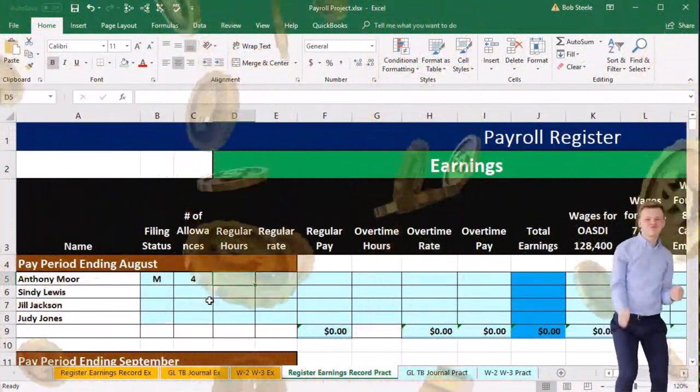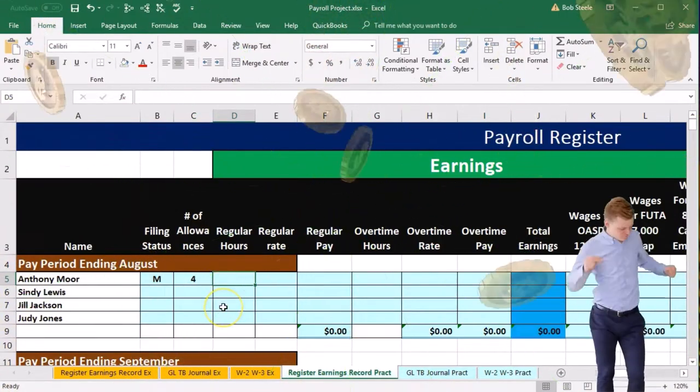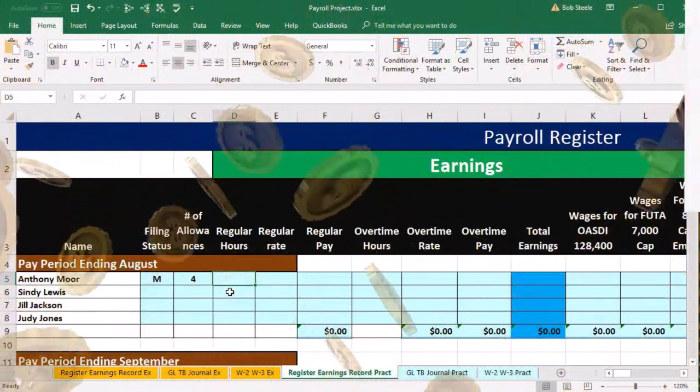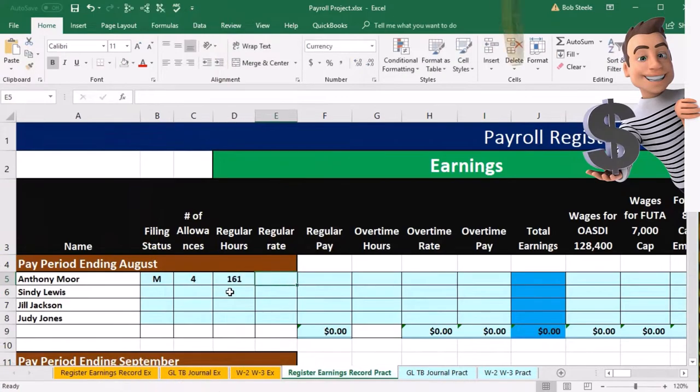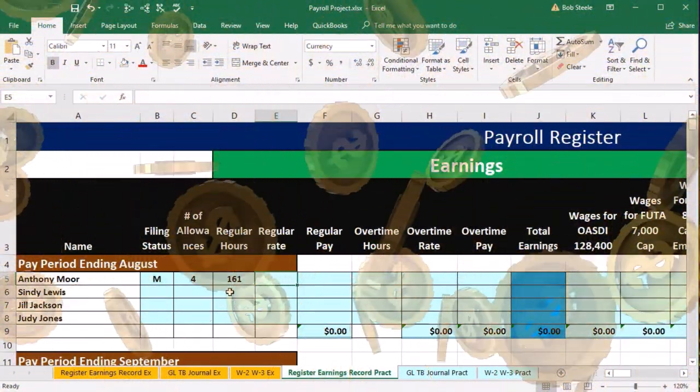So we're going to say that anytime we have an hourly employee, we'll enter the number of hours here. If it's a salary employee, we'll just say it's a salary employee here. So we're going to say this is an hourly employee, and we're going to put 161 hours for the month. Now note, these are just regular hours, not overtime hours.